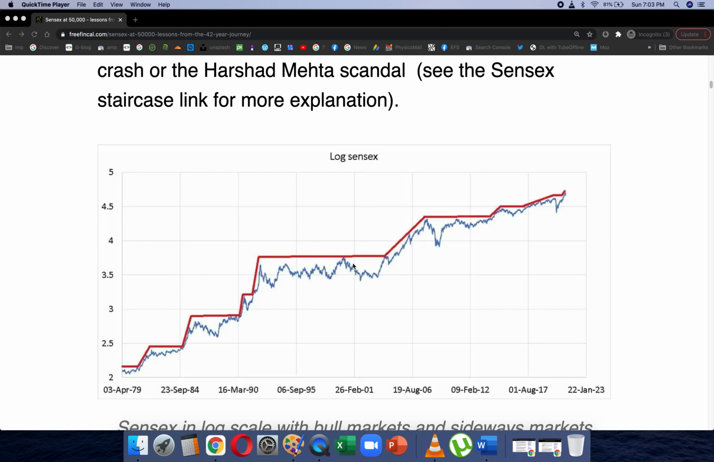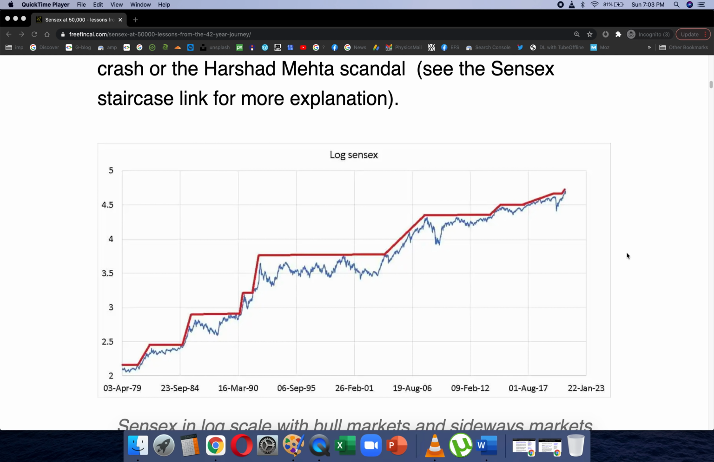This is the Sensex staircase that I keep talking about. This is the Sensex in log scale. The best way to plot it is to use the log 10. So you can do it in Excel. Excel has got an automated log option, but if you use that, you won't get this kind of nice graduations. It's better for you to use log 10, calculate the value of log 10 and plot that, and that's how the Sensex would look like.